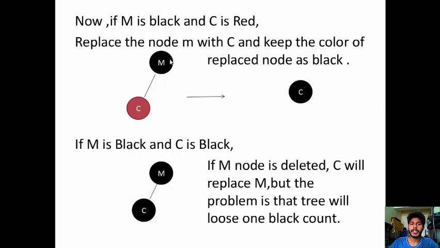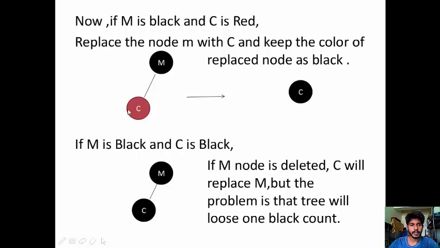Now this case is also similar, but here the root node is a black node and the child node is a red node. After deletion of that black root node, that is M, as in the previous case, this C, the red node, will come upward and replace this M node, and the color of that node will remain black.